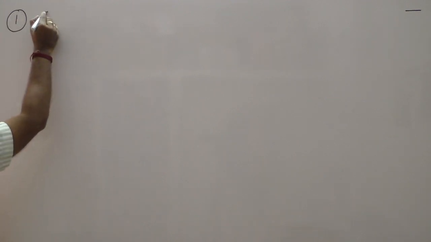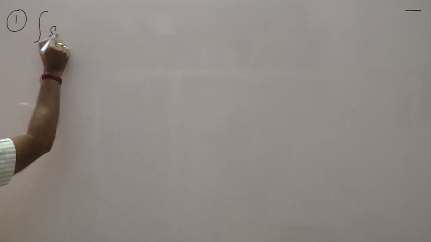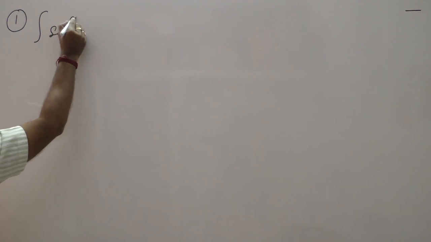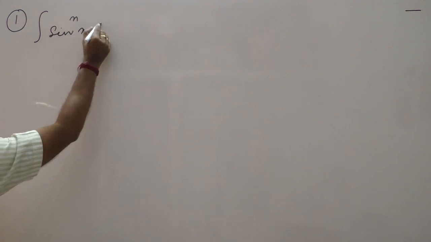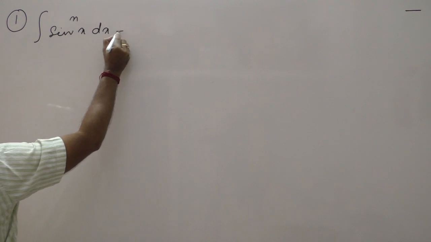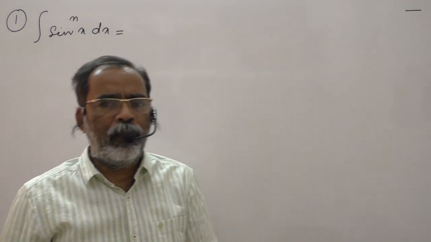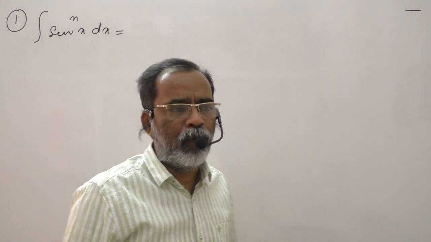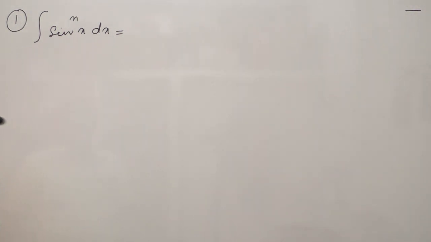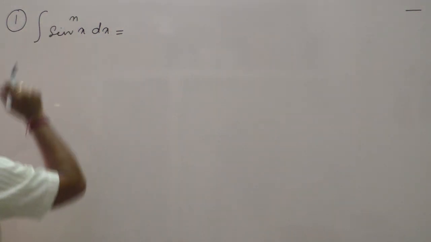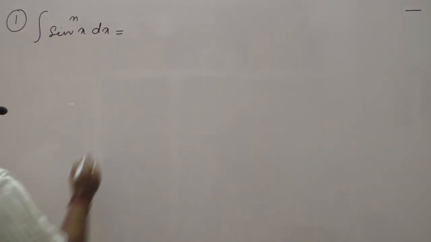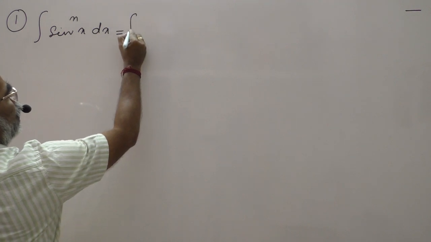Let us see. Firstly, we will see one standard one. Number 1, integral sine power n x dx. So we have the integral of sine x in the beginning, but when the square or cube is there, we did not find the formula. Now we are doing that. Integral sine power n x dx. I have to find its integral now.